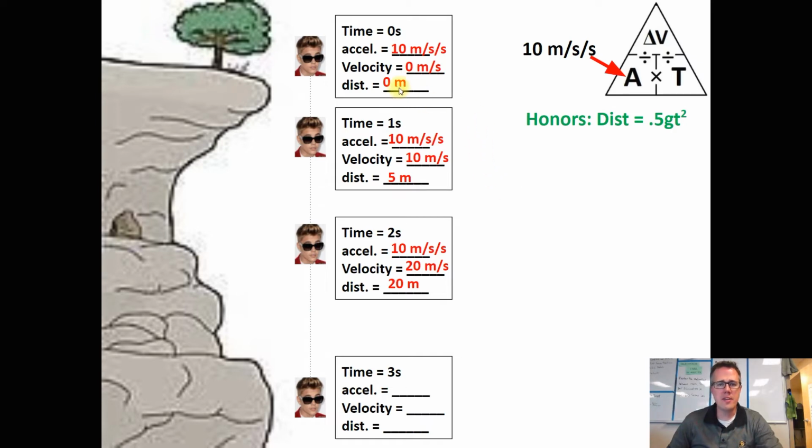Take a look at what's happened to the distance so far. He went from 0 to 5, and then a big jump to 20. Think about why his distance is going up so fast. It's because his velocity is getting greater and greater.